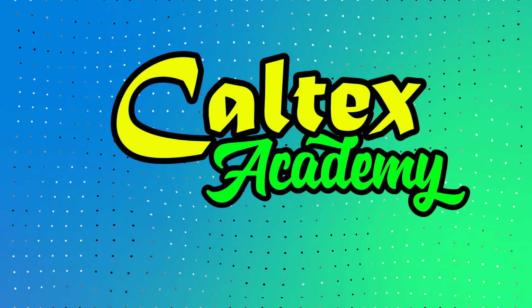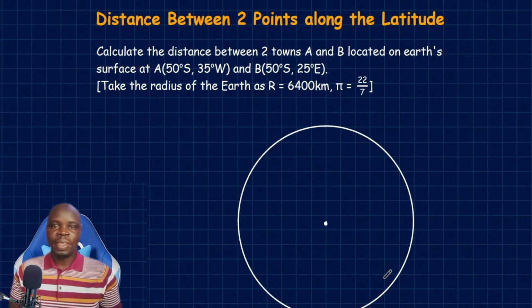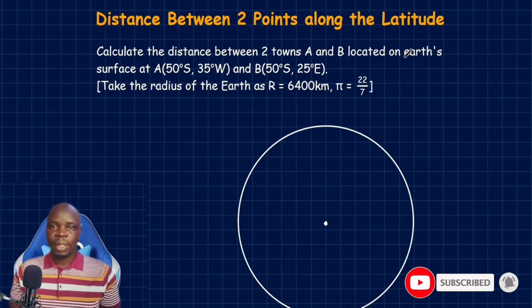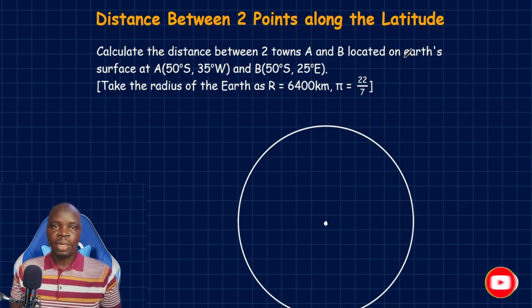Today, we're looking at episode number 3 of this series on Earth geometry. In this question, we're looking at the distance between 2 points along the latitude. In episode number 2, we looked at the distance between 2 points on the Earth's surface along the longitude. The link to that video is in the description of this video.